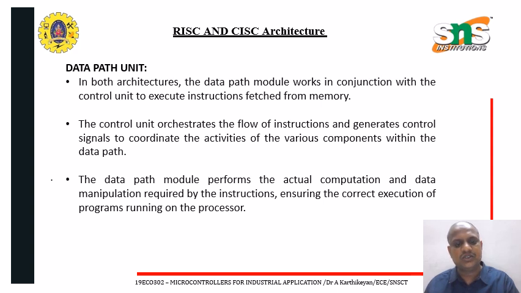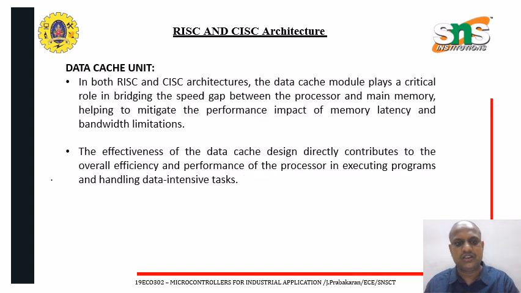The control unit handles the flow of instructions and generates control signals to coordinate the various components, like the data path. Another thing is the data path, which is used to compute and manipulate the data, retrieve the instruction set, and ensure the correct execution of the program running in the processor. That is the main thing we have here.